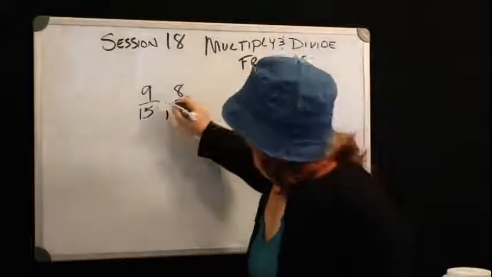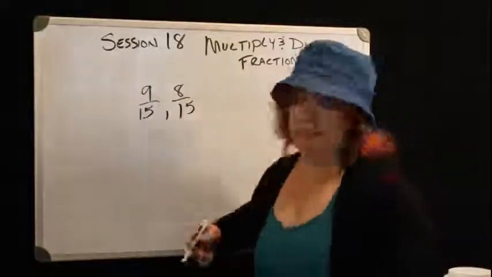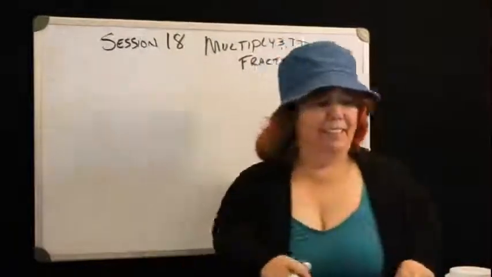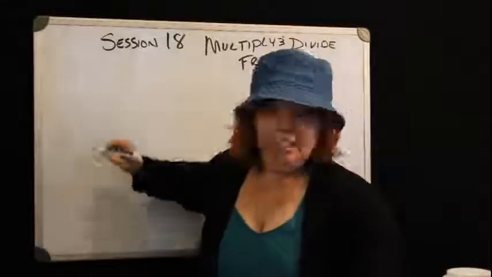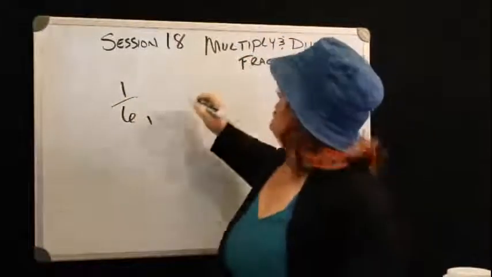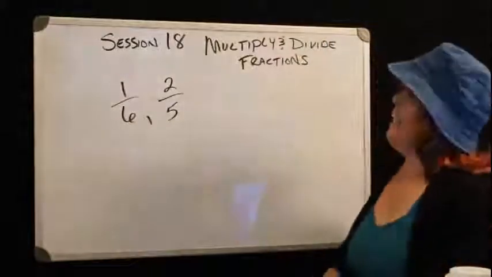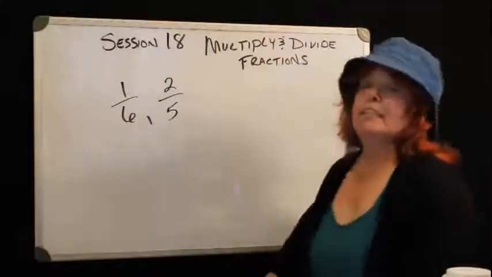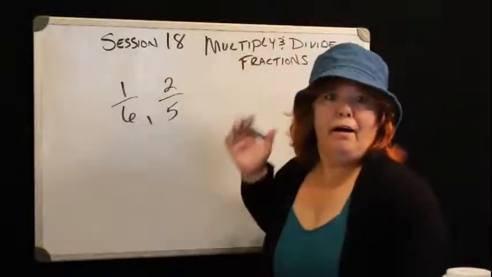If I wanted to add them, I could. Or if I wanted to subtract them, I could. Okay, but that's not what we were trying to do. All right. But we're able to because they're now on the same common level. The next one is 1/6 and 2/5. You're going to tell me, oh my goodness, these two numbers cannot be divided by the same number. And I say, pshaw, yes they can.